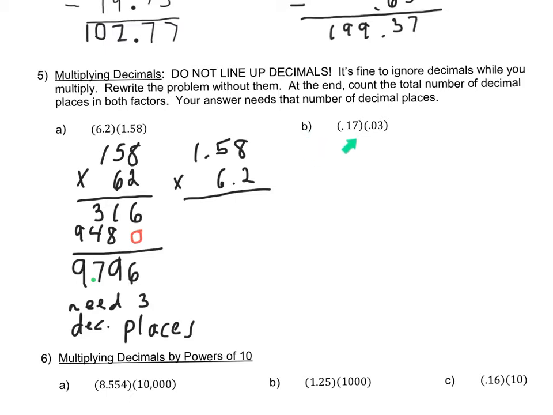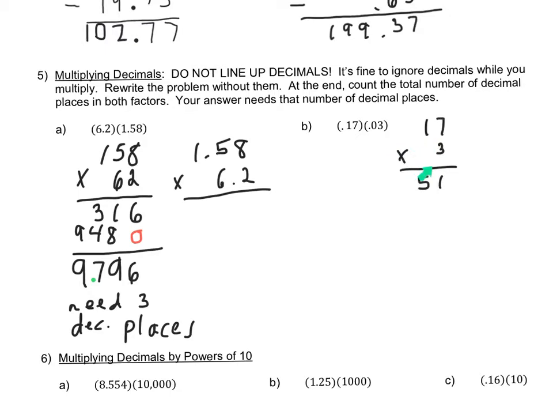So here we're going to do these 2 here. So looking at this problem, we have 2 decimal places in each part. So in our final answer, you're going to need 4 decimal places. So ignore the decimals as you multiply. This is the same as doing 17 times 3, getting that answer, and then shifting the decimal.